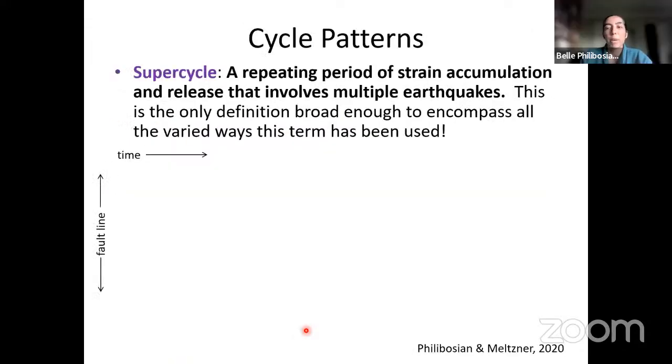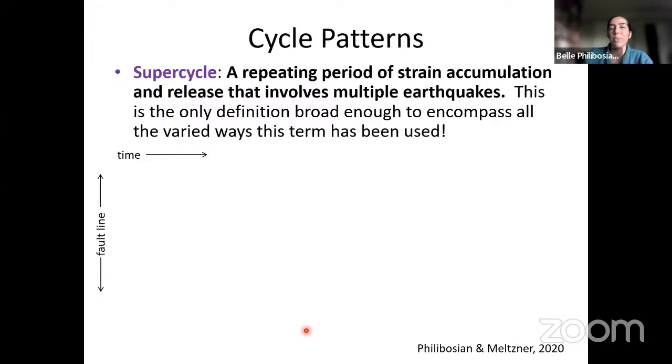In terms of patterns of earthquake occurrence, what is a supercycle? Let's talk about that. This is a word that has proliferated in the scientific community recently, but many people use it to mean different things. So the definition that can encompass all of those is that a supercycle is a repeating period of strain accumulation and release that involves multiple earthquakes. That's very general, but that's really the only definition that's broad enough to encompass all the ways the word has been used. So let's look at a few.